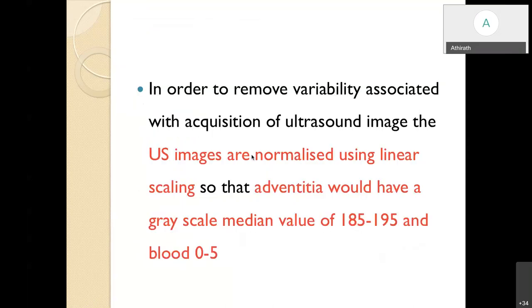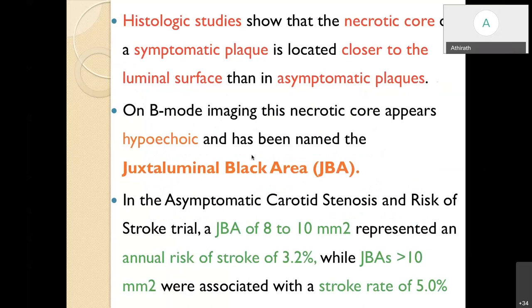In order to remove variability associated with acquisition of the ultrasound image, the ultrasound images are normalized using linear scaling so that adventitia would have a grayscale median value of 185 to 195 and blood within 0 to 5. So the plaque intensity will be between these values, and we take a median value of all of it, because the plaque is mostly heterogeneous in echogenicity. Histologic studies have shown that the necrotic core of a symptomatic plaque is located closer to the luminal surface than in an asymptomatic plaque. This necrotic core is actually that juxtaluminal black area, which appears hypoechoic, like black color, on the B-mode ultrasound image.